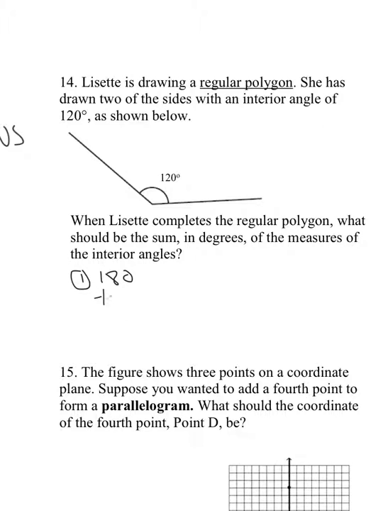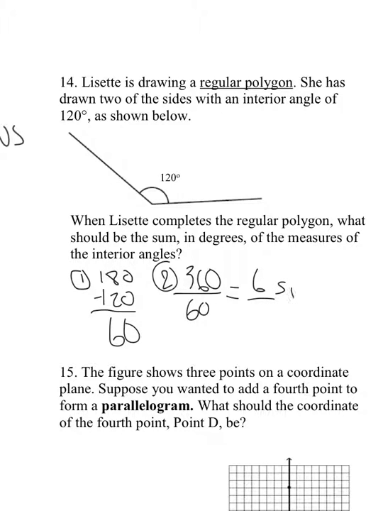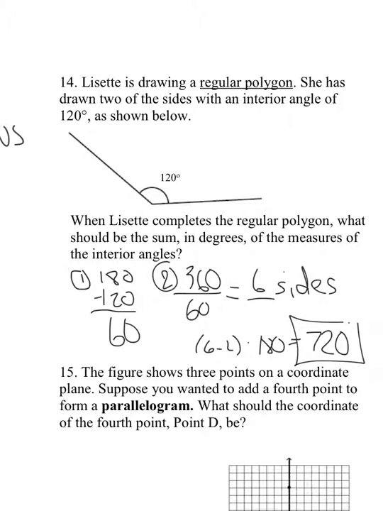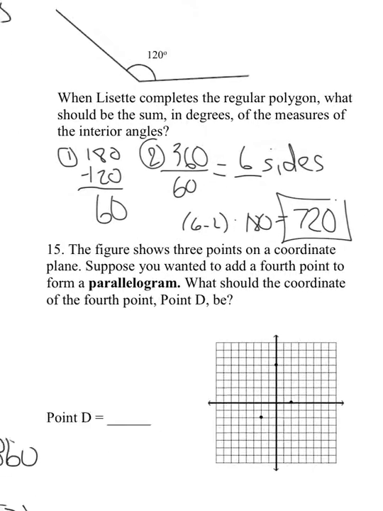180 minus 120, that's 60. Then it's 360 divided by 60, which is 6. So 6 sides, but what they want to know is what does a 6-sided shape add up to? So 6 minus 2 times 180 is 720. Make sure to answer the question. You answer 6, it's not going to be right if the question's like this.